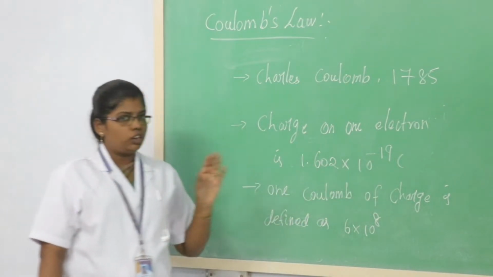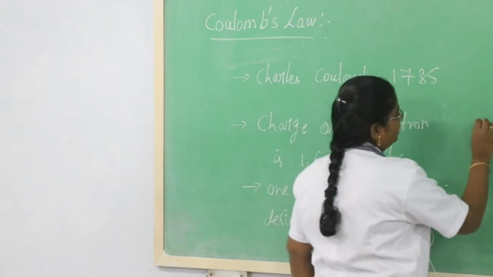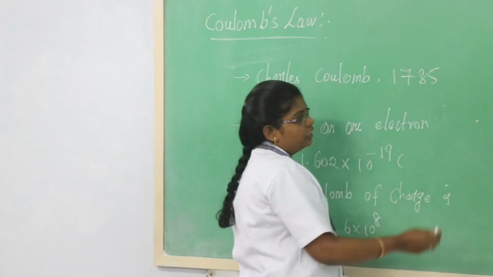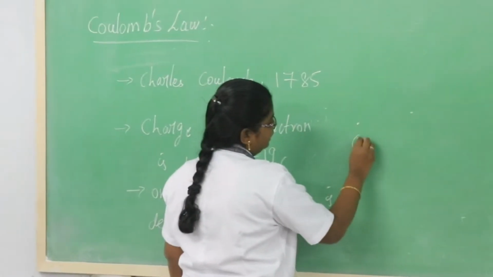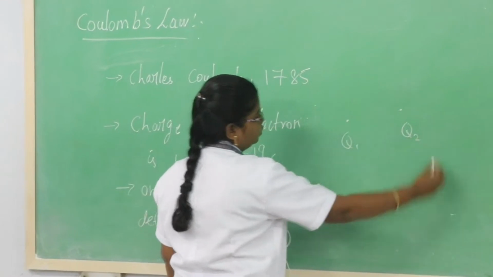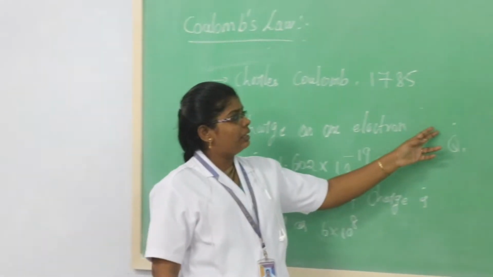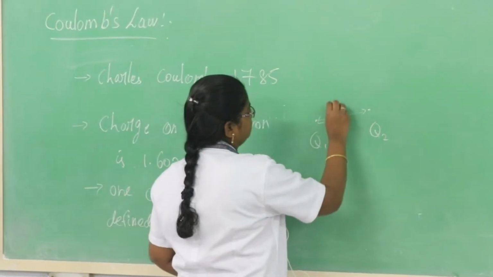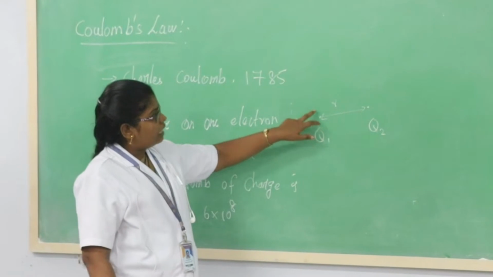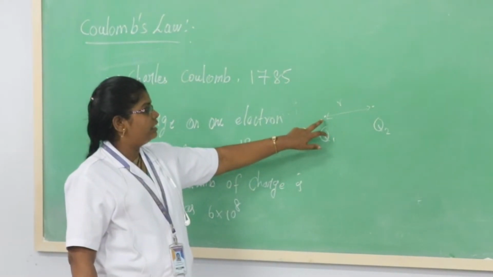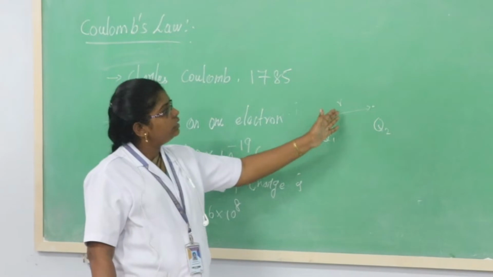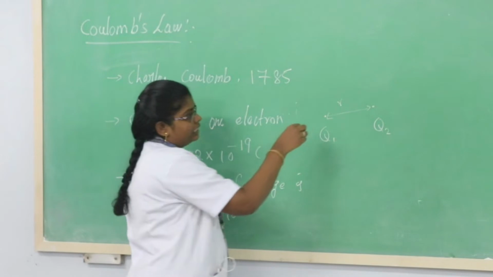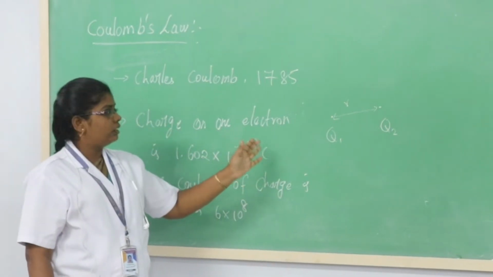So, consider two point charges in free space. We name them Q1 and Q2. These two charges are separated by a distance R. The dimensions of a point charge are very, very small compared to the other dimensions. So, a point charge is a location, not a position.